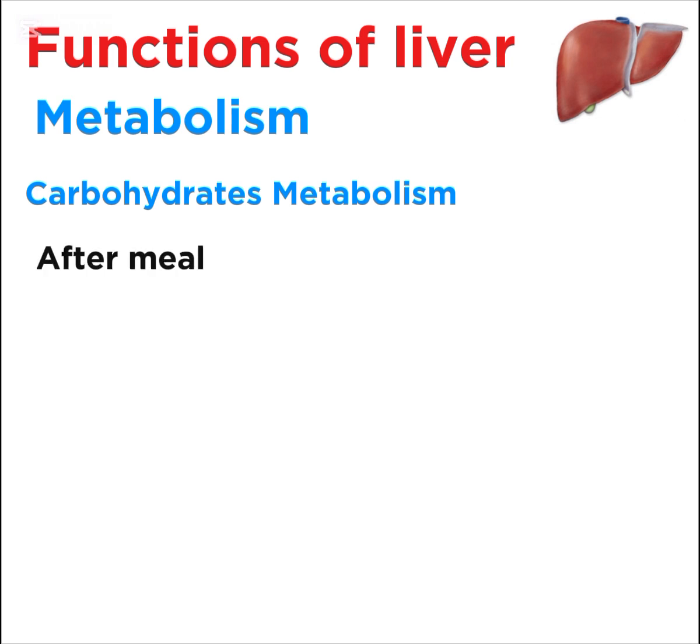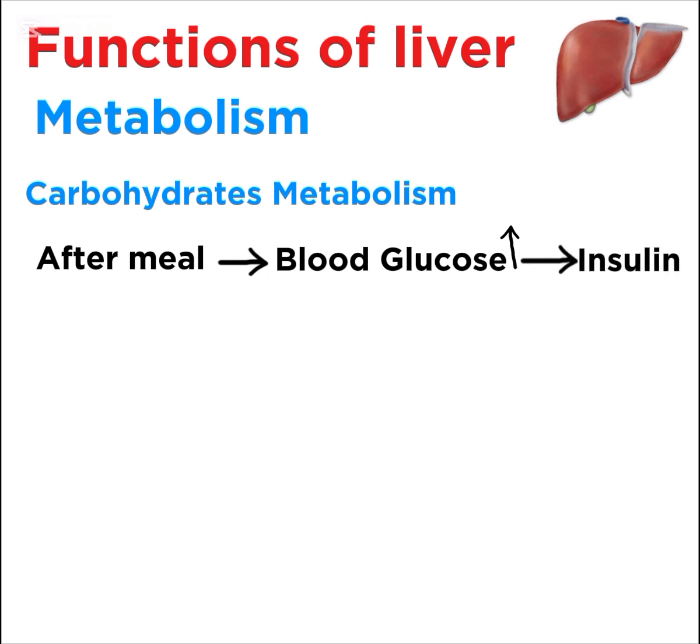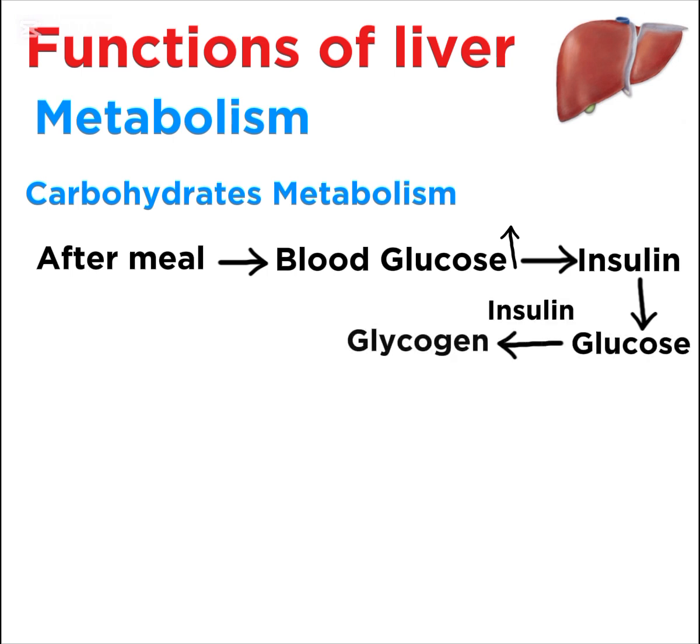After having a meal, when blood glucose levels rise, the hormone insulin is secreted from the pancreas. Under the influence of this hormone, excess glucose is converted into glycogen and stored in the liver. This process of conversion of glucose into glycogen is known as glycogenesis.